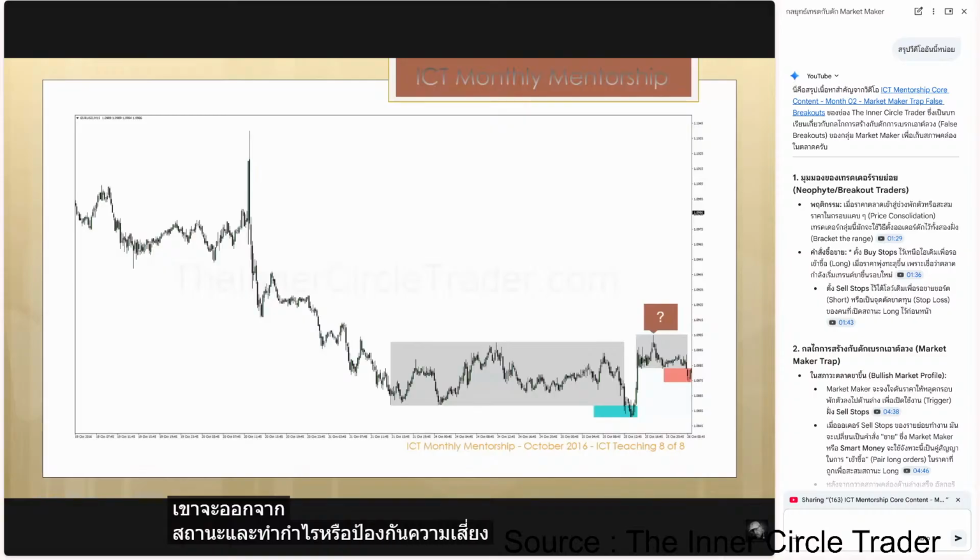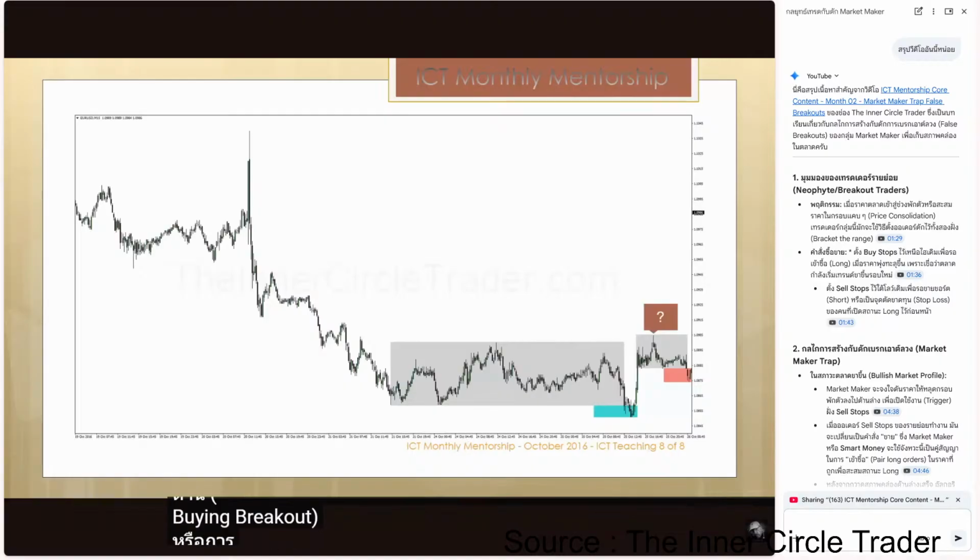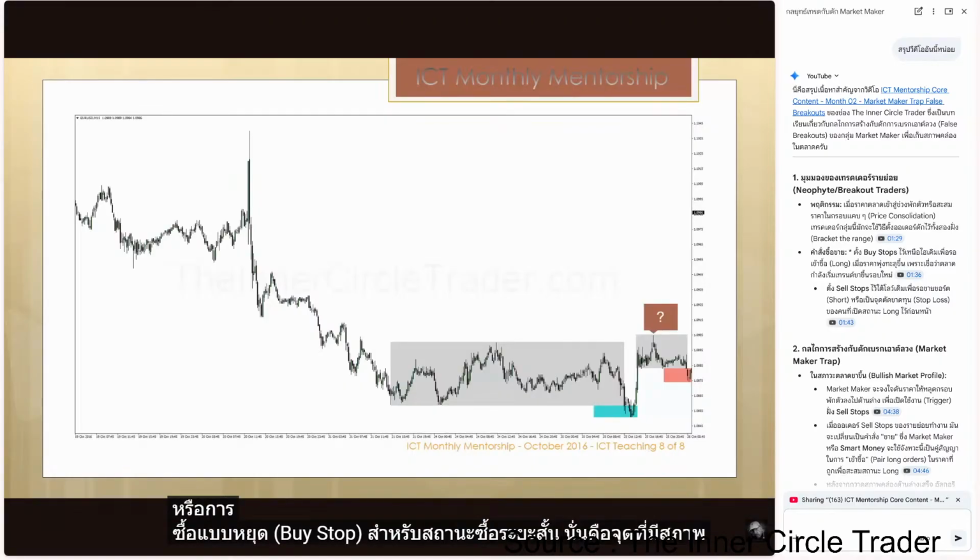When smart money's long, how do they look to exit their positions and book a profit or hedge? They have to get out in a place where there's willing participants to buy. Buyers are always above the highs, either in the form of a buying breakout or buy stops on short positions. That's where the liquidity is.